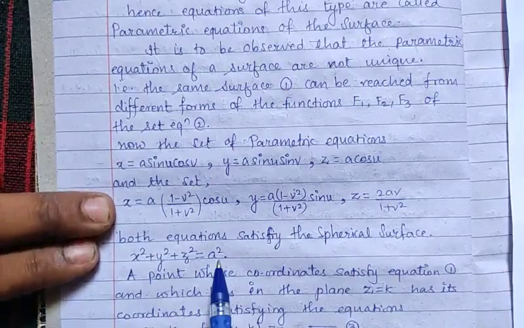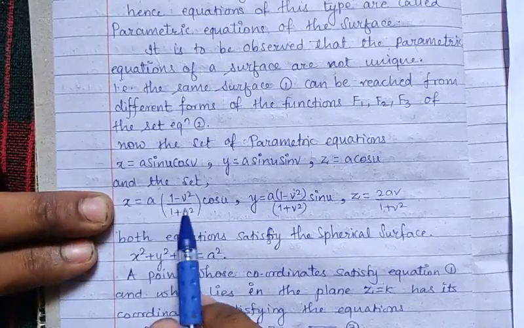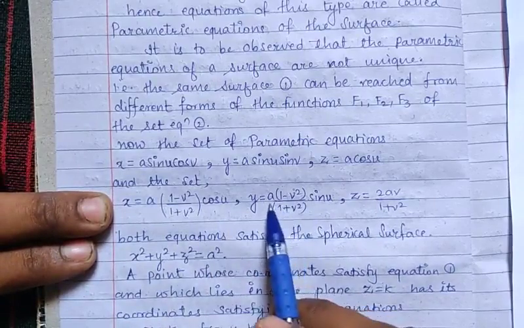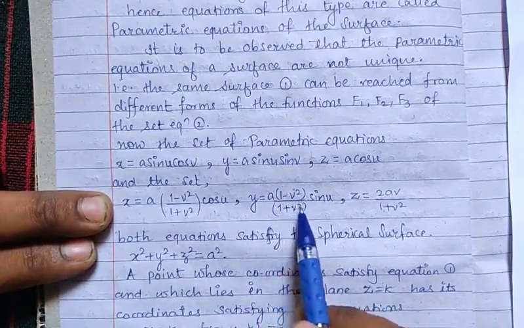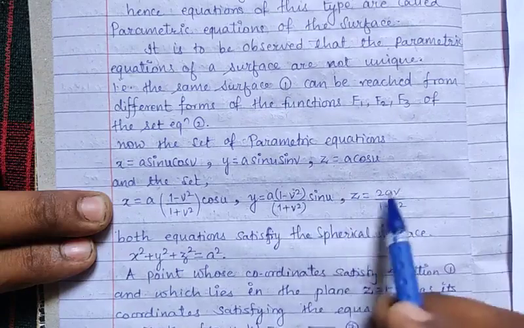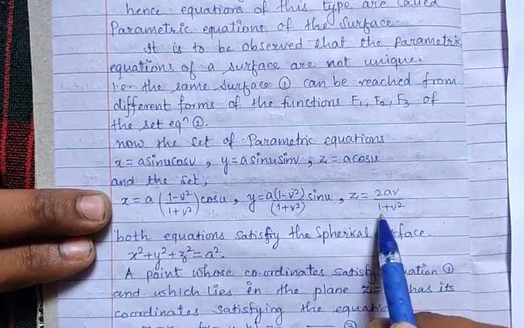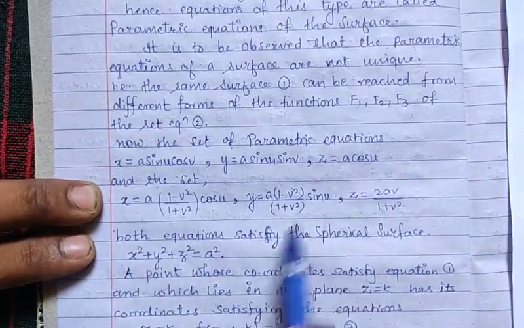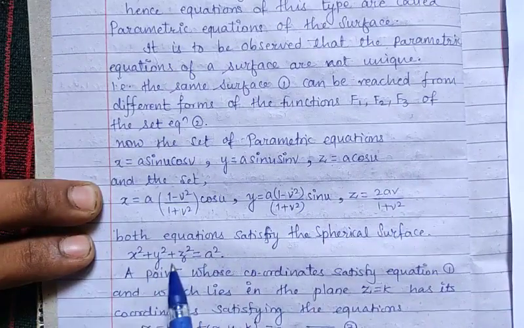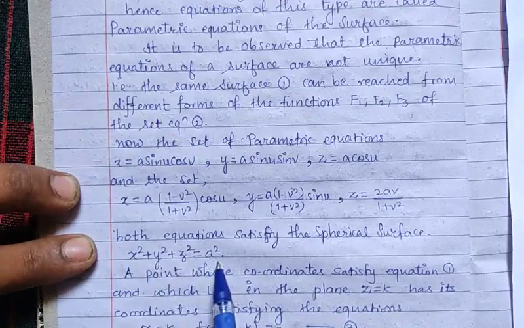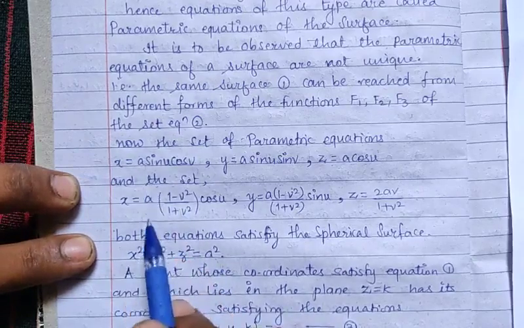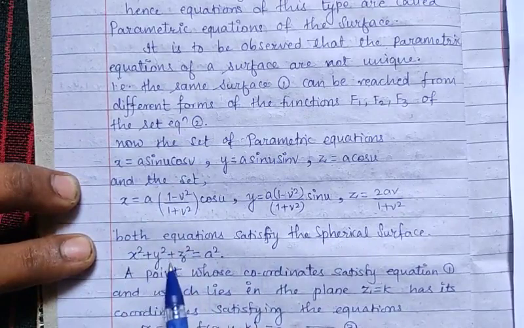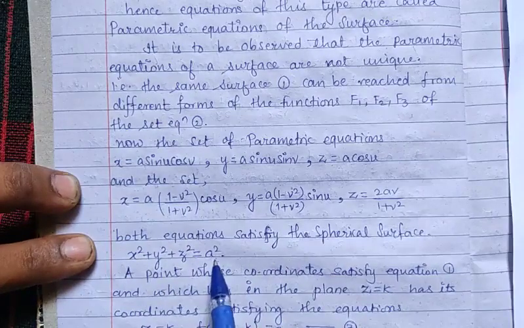And another parametric equation: x is a into (1 minus v square) upon (1 plus v square) into cos u, and y is a into (1 minus v square) upon (1 plus v square) into sin u, and z is twice a v upon (1 plus v square). So squaring and adding this, you will again get the same result: x square plus y square plus z square is equal to a square. So these two are the parametric equations of the spherical surface.